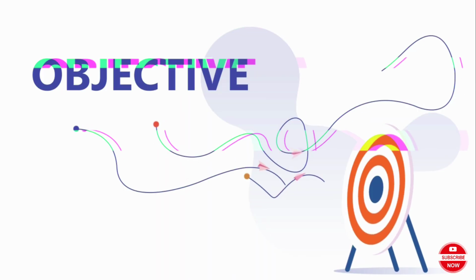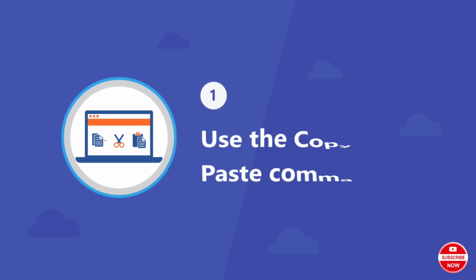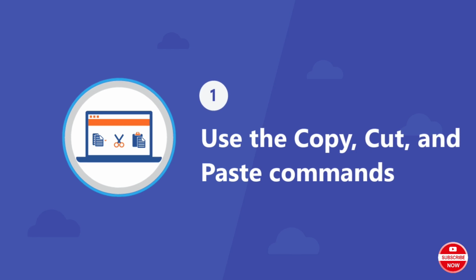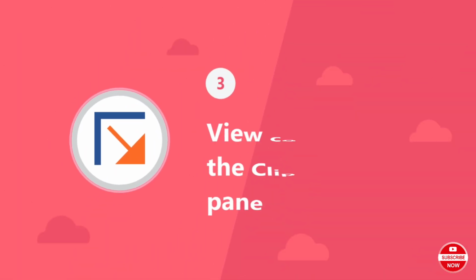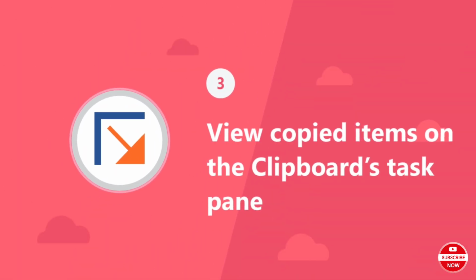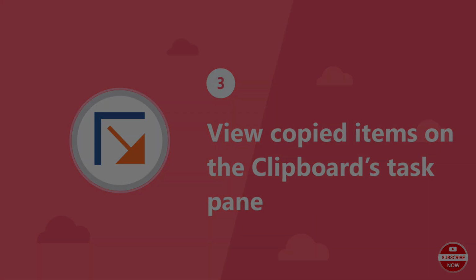In this activity, you will learn about the clipboard group in Word 2019. You will see how to use the copy, cut and paste commands, use the Format Painter tool, and view copied items on the clipboard's task pane.